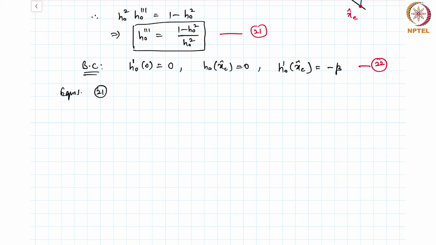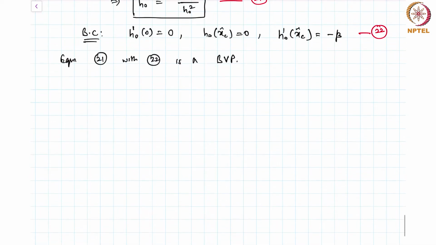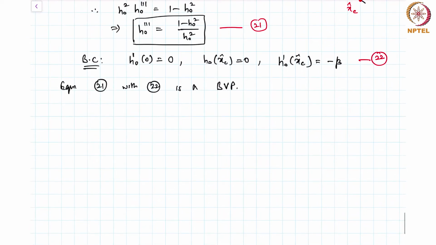Equation 21 with 22 is a boundary value problem, BVP. Now we'll look at the singularity at the contact line that emerges when we try to look at the solution. Typically it's a highly nonlinear equation.